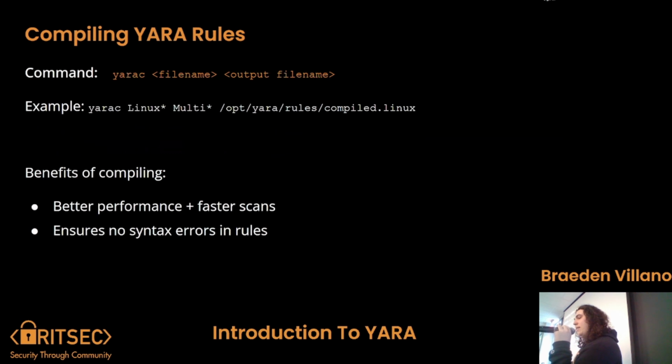Compiling YARA rules, the command to do it is yarac and then the file name and the output file name. An example of this would be this command we have here. This would match any rule in our set that starts with Linux or multi, and it would compile it to a file called op.yara rules compiled.linux.